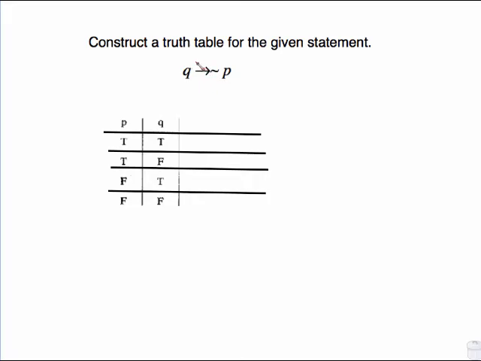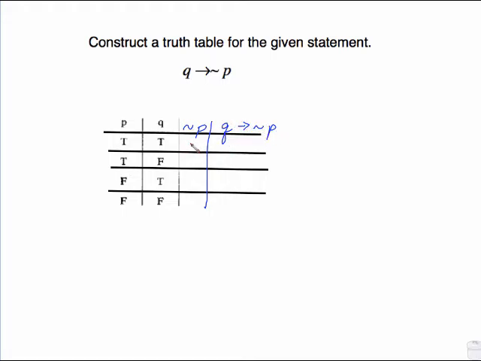We are asked to construct a truth table for the given statement. This is a conditional statement. So here's our P, Q column set up. We need to do: if Q, then not P. So we do need a column labeled not P before we can actually do the Q to not P.